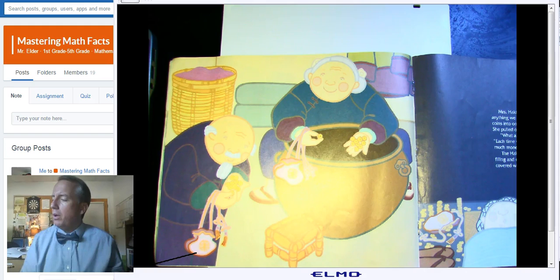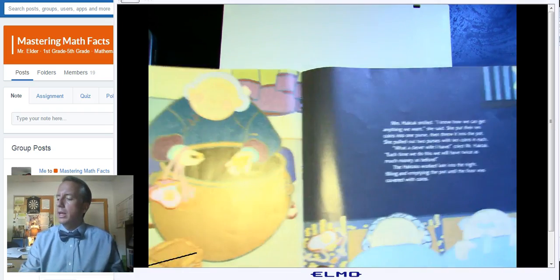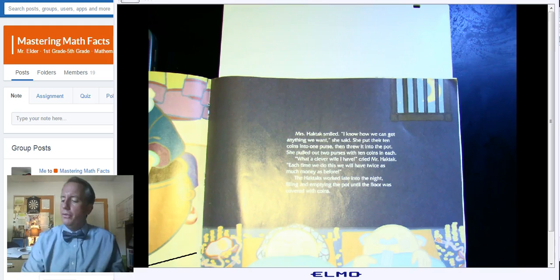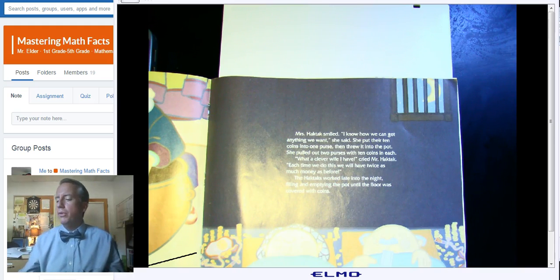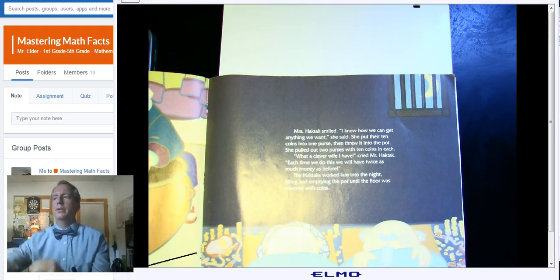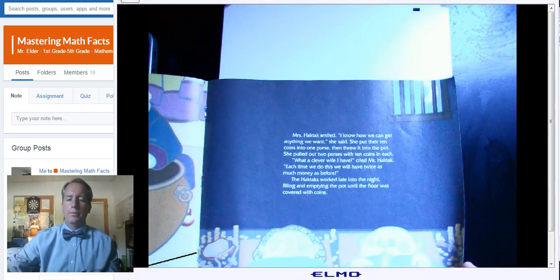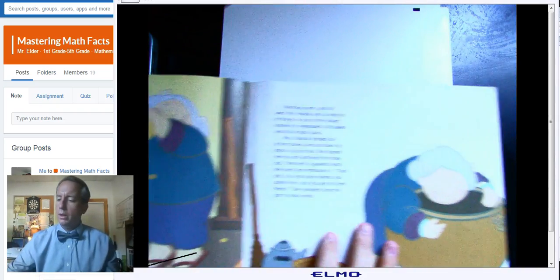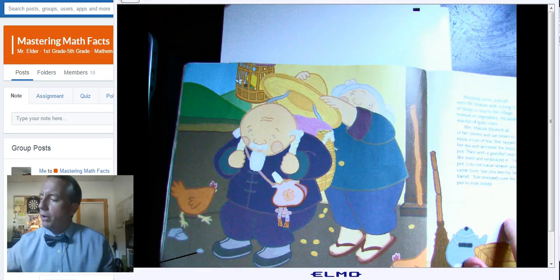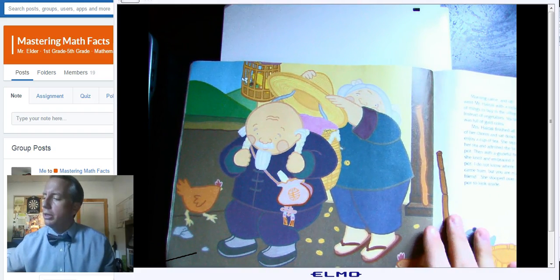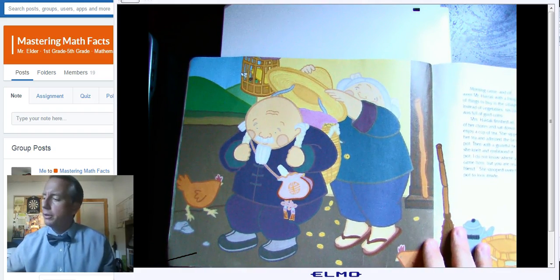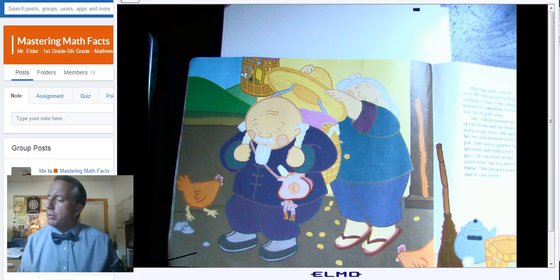"What a clever wife I have!" cried Mr. Hack-Tack. "Each time we do this, we'll have twice as much money as we had before." The Hack-Tacks worked late into the night, filling and emptying the pot until the floor was covered with coins. Morning came, and off went Mr. Hack-Tack with a long list of things to buy in the village. Instead of vegetables, his basket was full of gold coins.